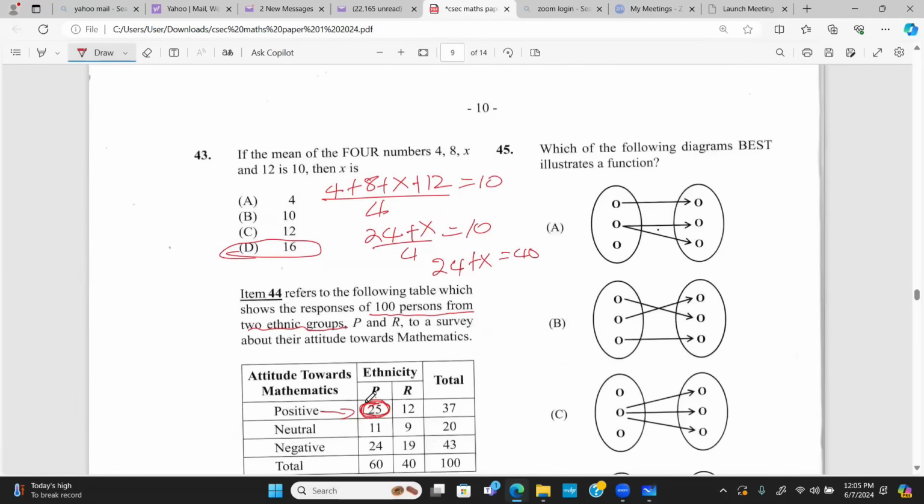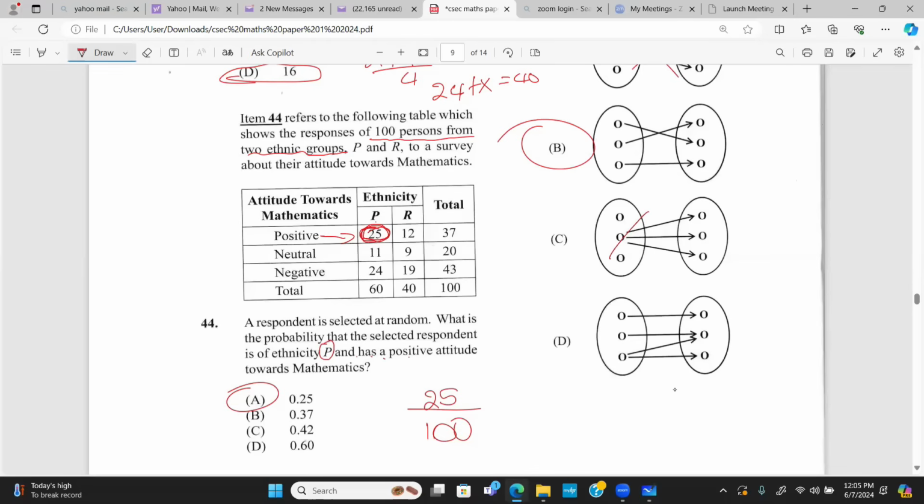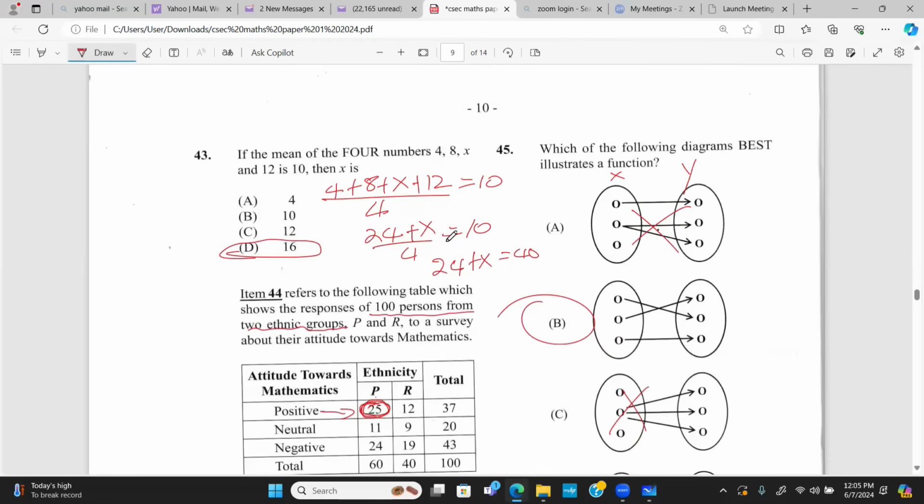45. Which of the following diagrams best illustrates a function? A function will only have where the arrow is coming from is always where x is. So this is x, this is y. So you cannot have an x value going to 2 different places. So that's not a function. This is a function already. You could say that this would have spoiled it, not a function. The answer is B, and we're gone.